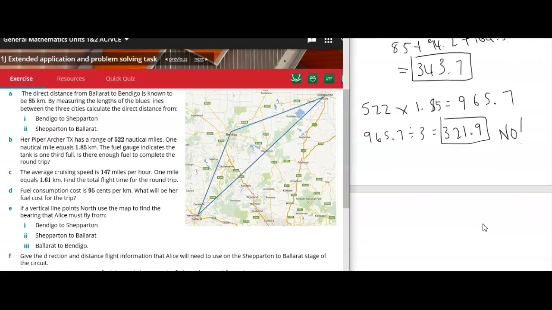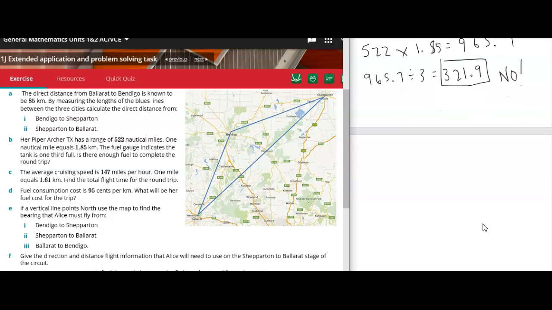All right, so the next one, question C. The average cruising speed is 147 miles per hour. 1 mile equals 1.61 kilometers. Find the total flight time for the round trip. So again, we've got to convert it. So I know we've got miles and nautical miles.